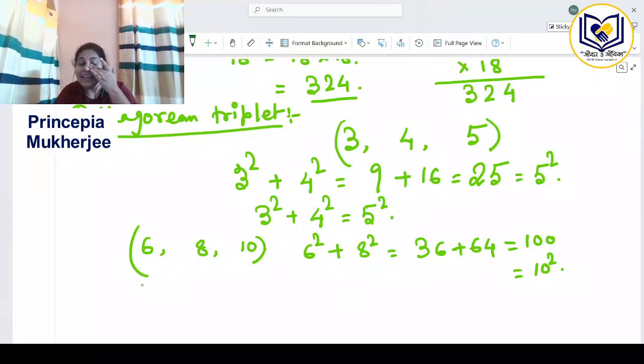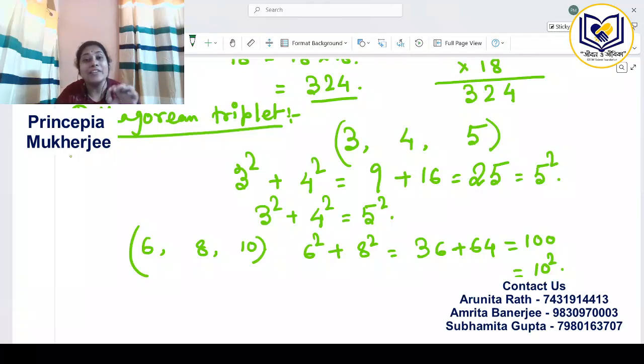Okay. So this is the Pythagorean triplet and it has another formula. First of all, I have a question for you: you have to find another Pythagorean triplet. Okay, so can you tell me what is a Pythagorean triplet? In the next class, I'll definitely solve this kind of Pythagorean triplet problem according to the rule.